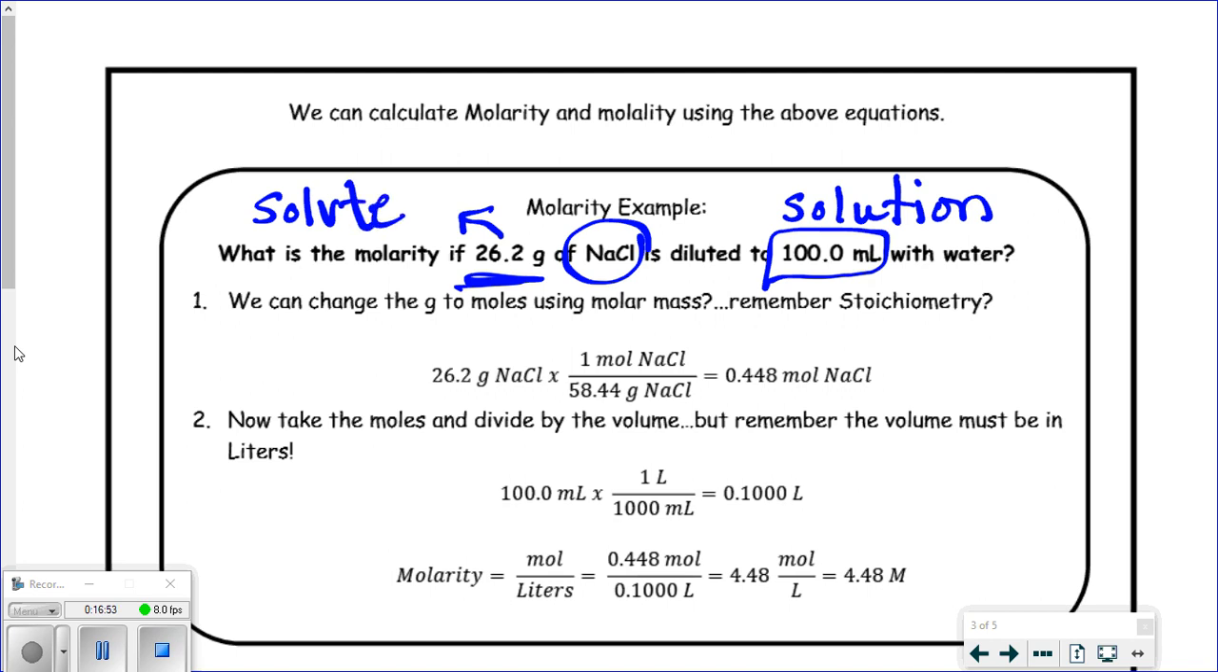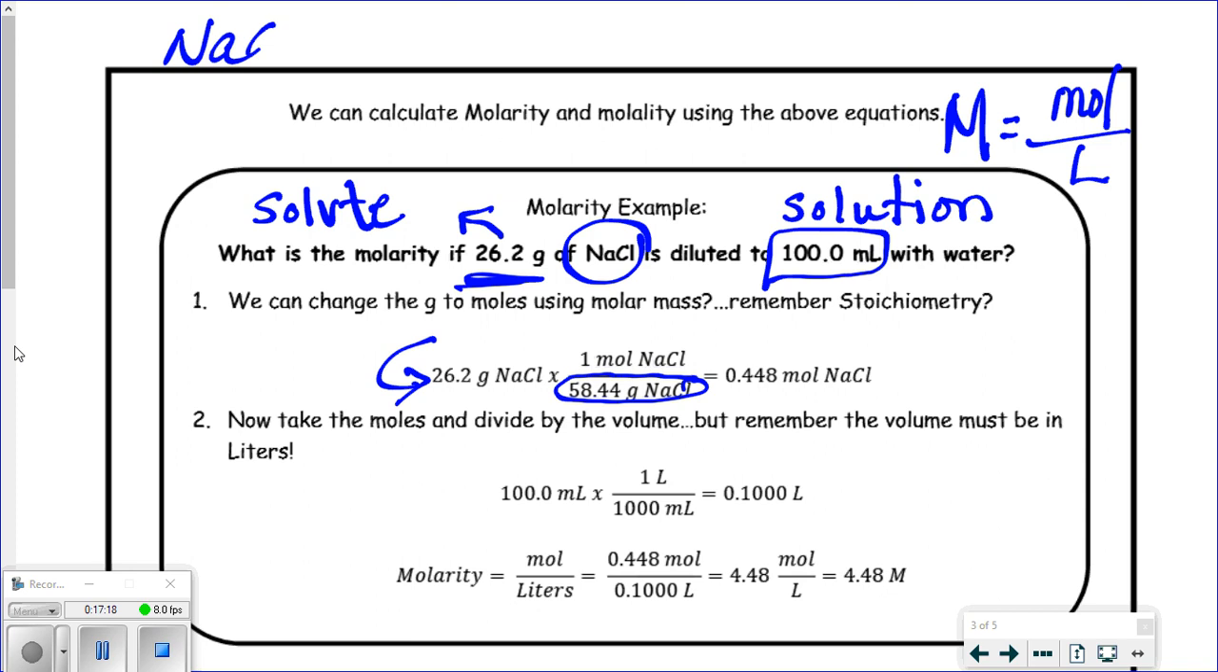So if you remember, molarity, big M, is mole over liter. So I've got grams. Well, we know how to do grams per mole. How do I do grams per mole? I have to get that molar mass, right? And so for NaCl, I have to add up the Na plus the Cl. And I do have a periodic table somewhere in my desk.